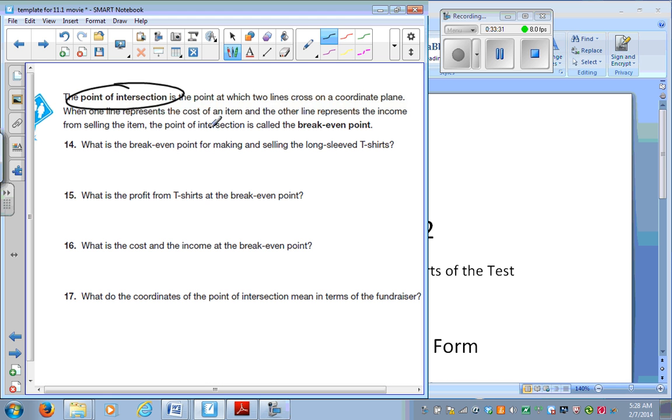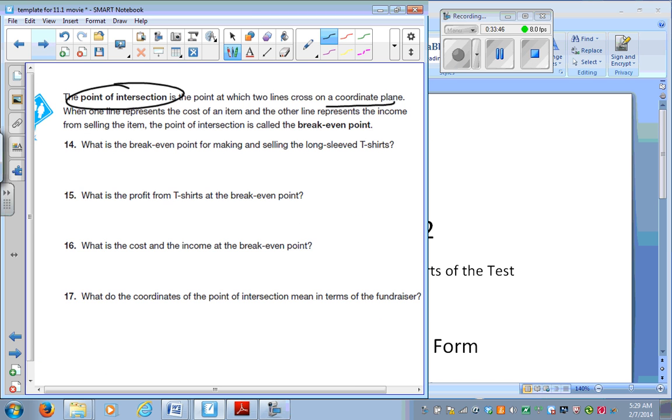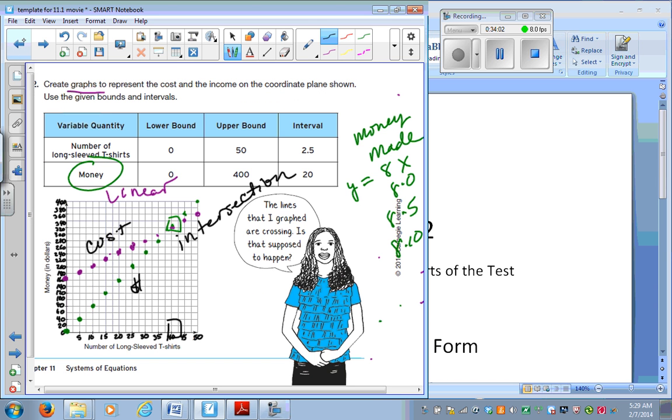So the point of intersection is the point at which the two lines cross on a coordinate plane. So if we're looking at our graph, the point of intersection is right there, where the two graphs crossed. When one line represents the cost of an item and the other line represents the income for selling the item, the point of intersection is called the break-even point. So the break-even point means you haven't made any money yet, but you haven't lost any money yet either.